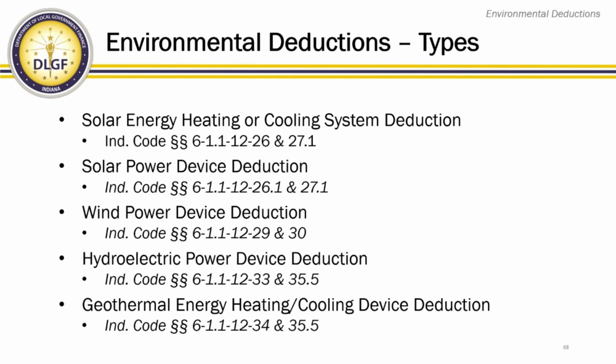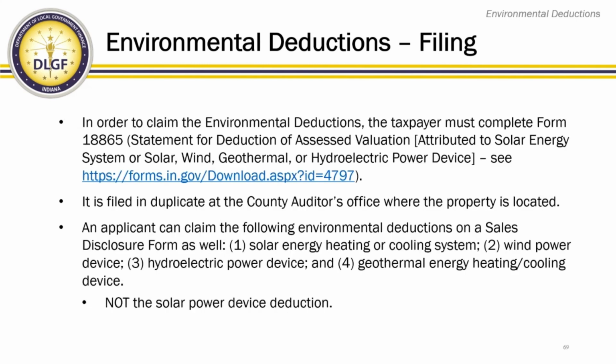So it's going to be important to take a look at the statutes we have listed on the slide, to see which one the individual taxpayer is claiming on the application, as all of the environmental deductions are claimed on the same application, but it will matter which one they are pursuing because a few of them have a couple of different steps that may not be available to at least the solar powered device deduction. So in order to claim the environmental deductions, you would have the individual taxpayers fill out the form that is listed on the slide. All of them are there. They would just select the box on the form as to which one they're pursuing, and this form, once it's completed, has to be filed in duplicate with the county auditor's office.